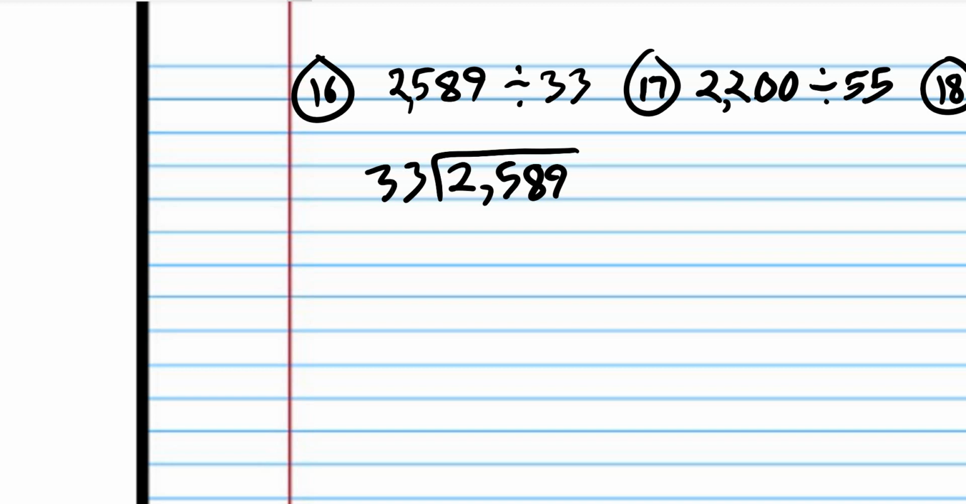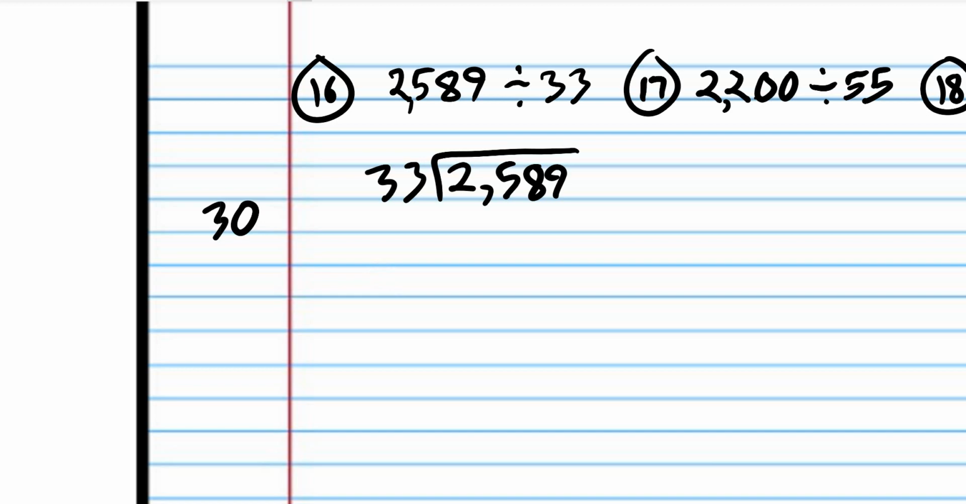Now I told you that I was going to give you some faster methods for doing this. I told you about the estimation method, right? So let's try another estimation method here. Let's round 33 to 30. Let's just pretend that this divisor is 30. 30 is going to be a lot easier to multiply.